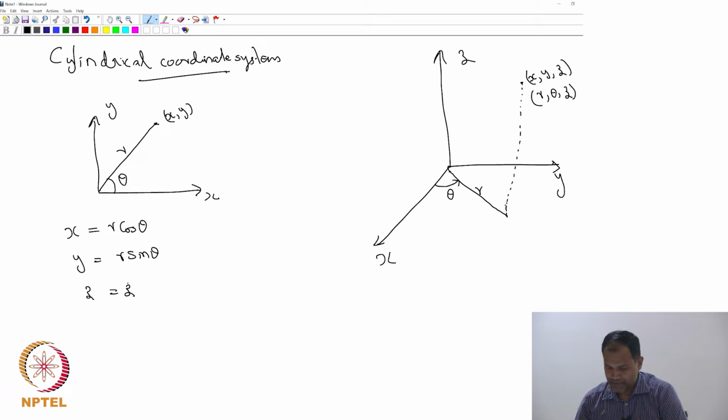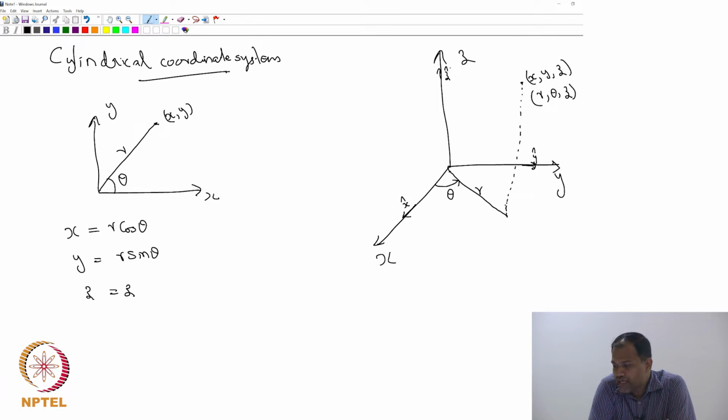Now the important thing is to realize what happens to the unit vectors in these coordinate systems. In the Cartesian coordinate system, I have a unit vector that I denote using x cap, here a unit direction y cap, and this is z cap. Any vector that I talk about, I can resolve into components in the x, y, z directions. You all know that.